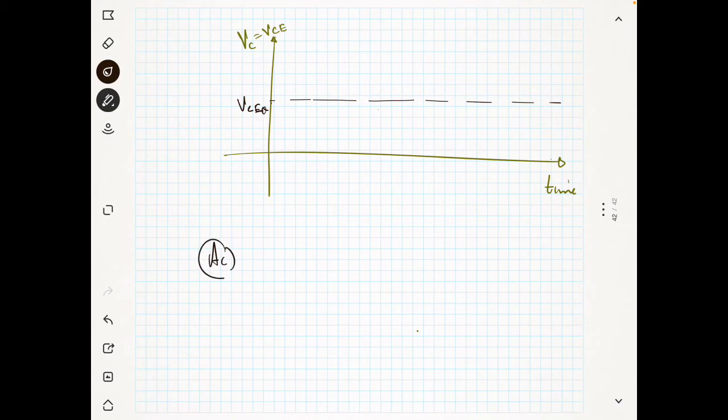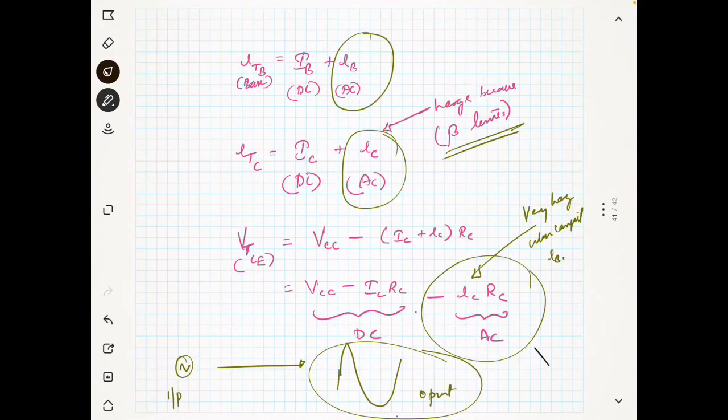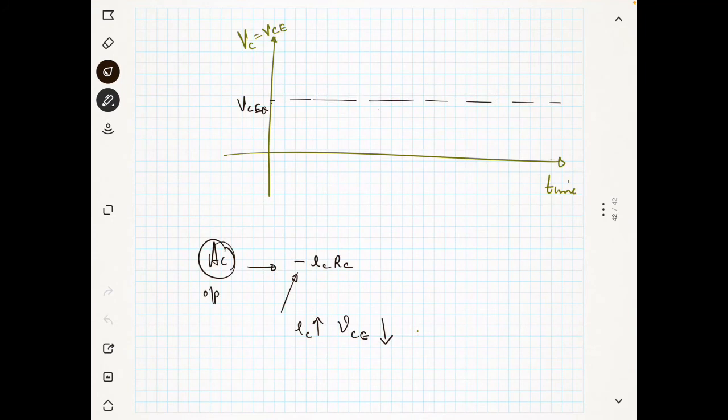So the AC voltage at the output is minus IC into RC. There is a minus sign. That means if IC increases, your VCE decreases. We will call this small letter vce, for AC. Now if IC increases, VCE decreases.